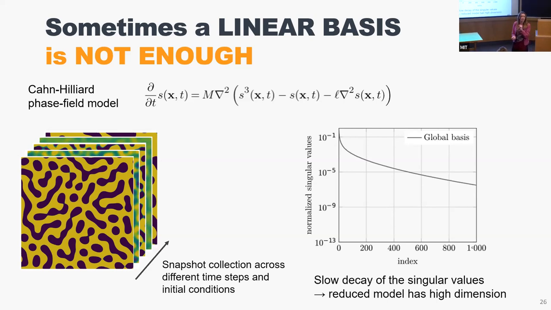Do not come into my office if you haven't plotted the singular values, because the singular values tell you so much about what's going on in the problem. And when you see this, you're in trouble, because the singular values are decaying slowly enough that if you truncate at any reasonable level, you have a whole lot of information that is not going to be embedded in that linear basis.